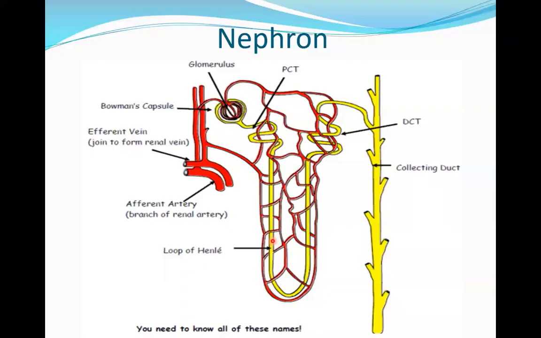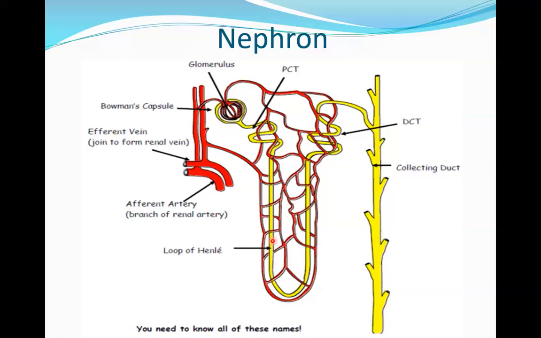So, if we talk about the tubular injury, we first should understand the nephron. And if we see this nephron, this is glomerulus, one glomerulus. This is proximal convoluted tubule. This is loop of Henle. This is distal convoluted tubules, and these are collecting ducts.